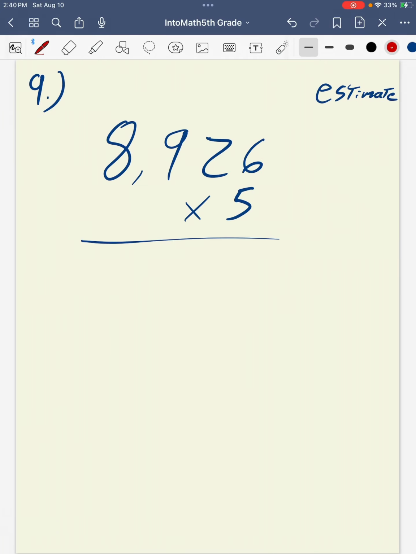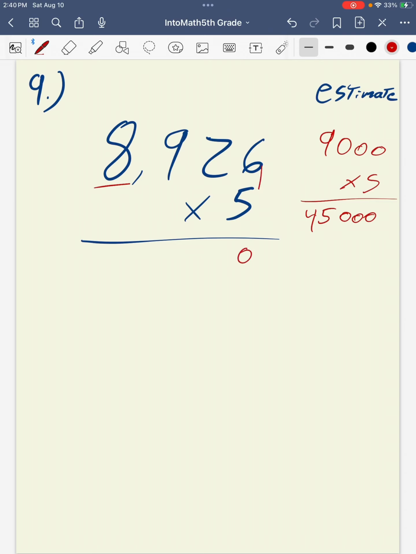Question number 9. I'm now multiplying 8,926 times 5. I start by estimating by rounding 8,926 to the nearest thousand. This would round up to 9,000. I multiply 9,000 times 5, which gives me an approximate answer of 45,000. Now that I have an estimate, I'm going to multiply starting with my ones.